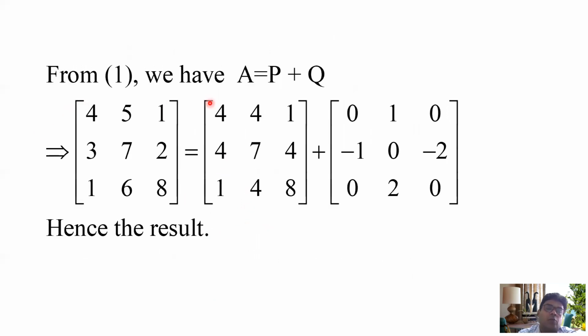Now from equation 1 it is clear that A is equal to P plus Q, that is 4 5 1 3 7 2 1 6 8 is equal to 4 4 1 4 7 4 1 4 8 plus 0 1 0 minus 1 0 minus 2 0 2 0. So it is clear this is a symmetric matrix, and this is a skew symmetric matrix.